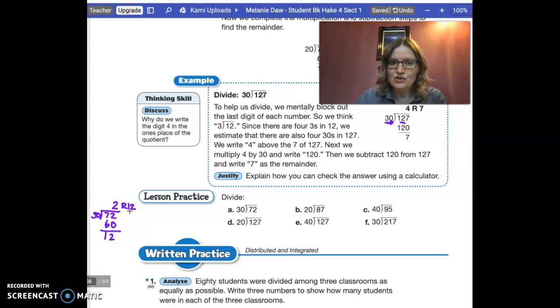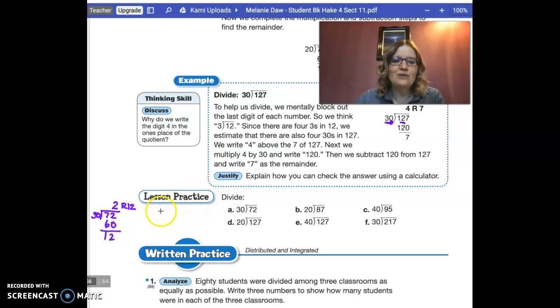Now that seems like a large remainder, but remember, if the remainder is larger than your divisor, then you have not divided it down enough. But in this situation, we're dividing by 30. So while 12 seems like a large remainder, we're also working with larger numbers, and 12 is the remainder of our quotient. So please just know that that's okay.